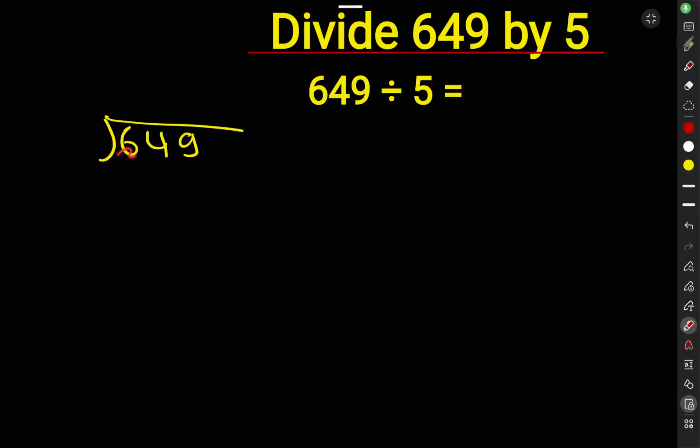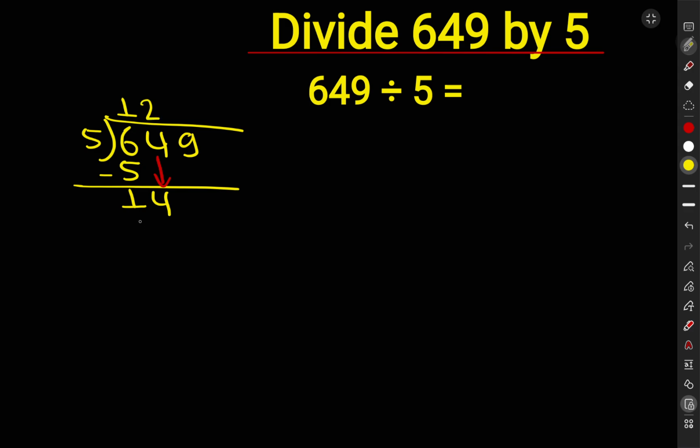We divide 649 by 5 in the long division method. 5 times 1 is 5. On subtracting we get 1. So now we put down this 4 and it is 14.